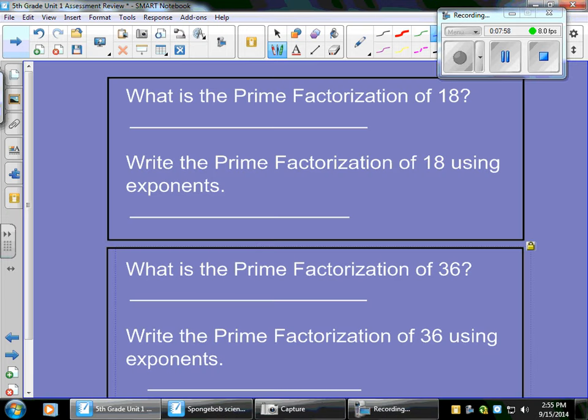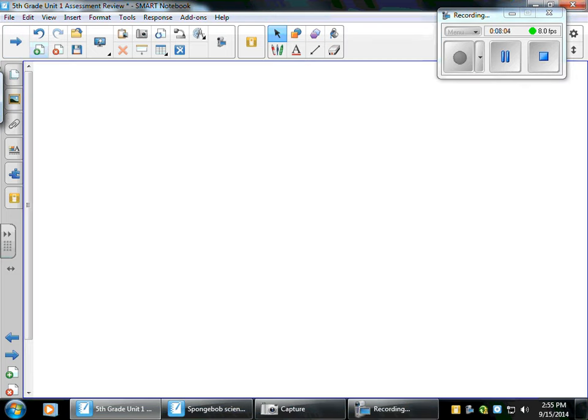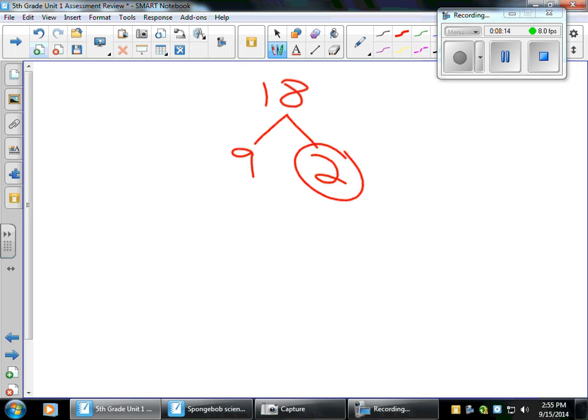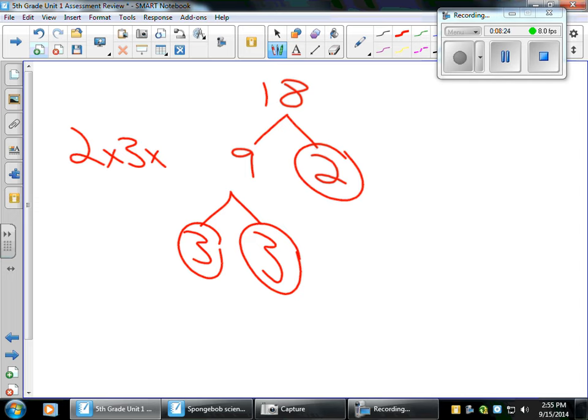What is the prime factorization of 18? Remember I said we're going to be doing some factor trees. Change colors here. I have an 18 here. Got to break it apart. What 2 numbers times each other equal 18? Let's go 9 and 2. Once we have a prime number, let's circle it. We know 2 is prime. 9's not a prime number. We can make it smaller. What 2 numbers go into 9? We have 3 and 3. They're both prime. So my answer is 2 times 3 times 3.